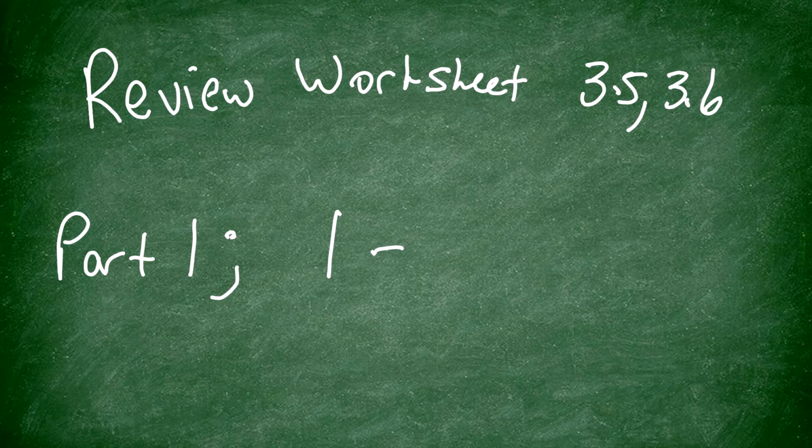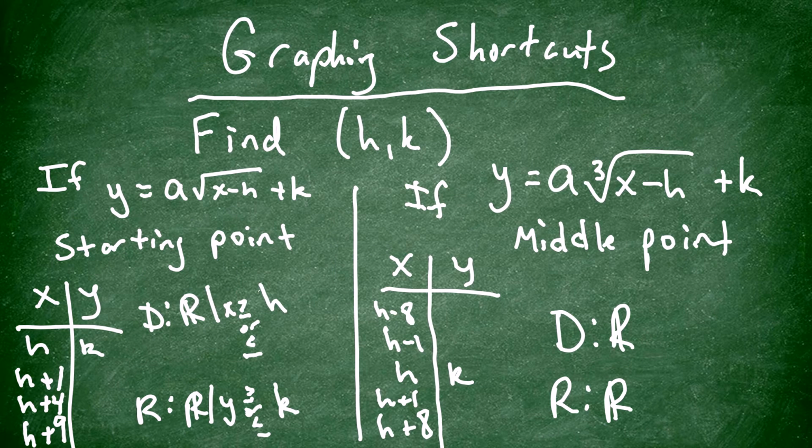Alright, today we're going to do the review worksheet, 3.5, 3.6. It's probably going to take more than one video, so we'll start with part 1. It's going to start with number 1 and see how far we can get. For the first 12 problems, we're going to need to know graphing shortcuts, so that's numbers 1 through 12.